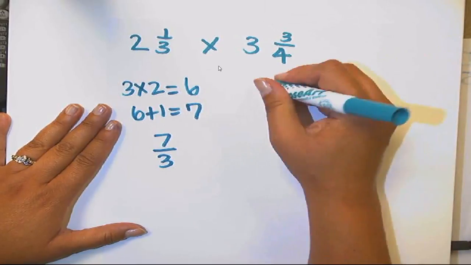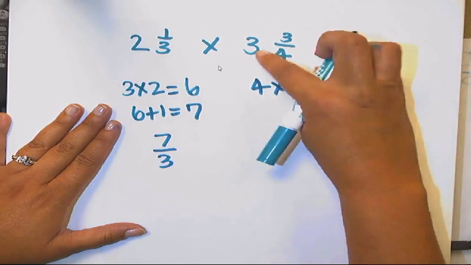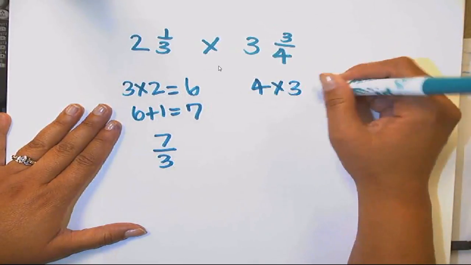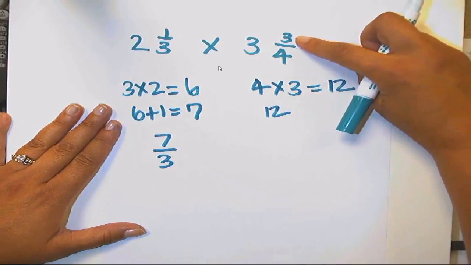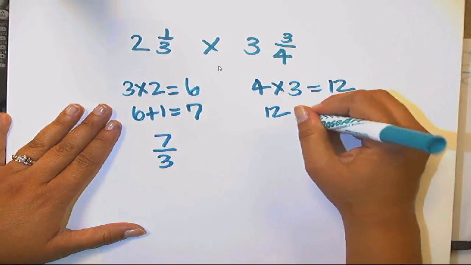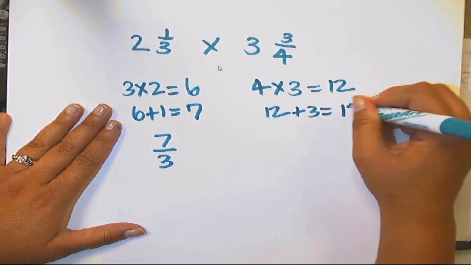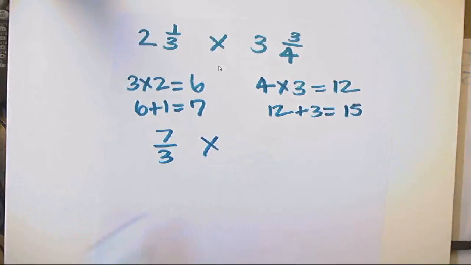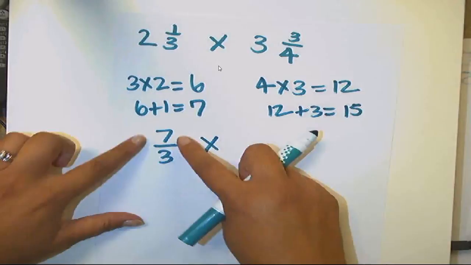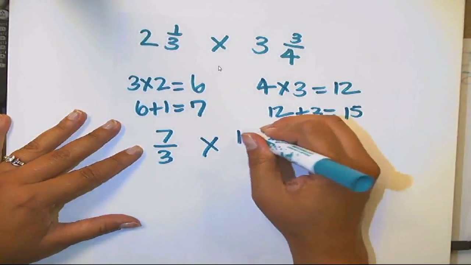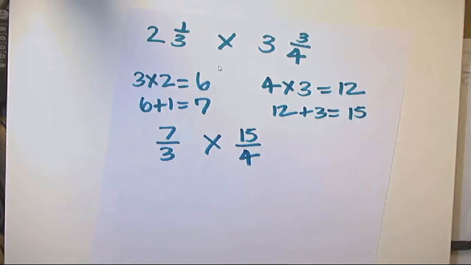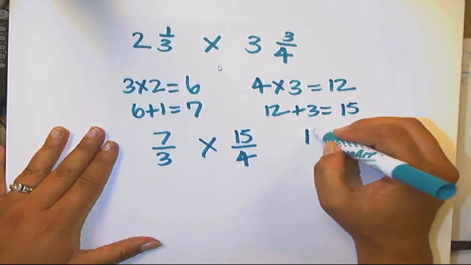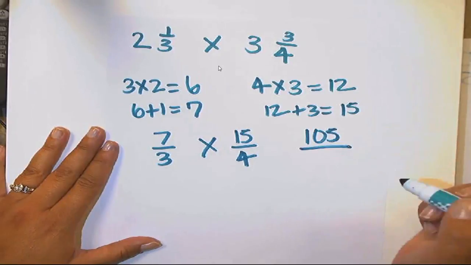So I'm going to take my denominator, I'm going to multiply it by my whole number, 12. I'm going to take that 12 and add my numerator to it, which gives 15. So your new problem ends up being 7/3 times 15/4. Now I'm just going to multiply straight across, and I've already done it here, so I know that it's 105/12.